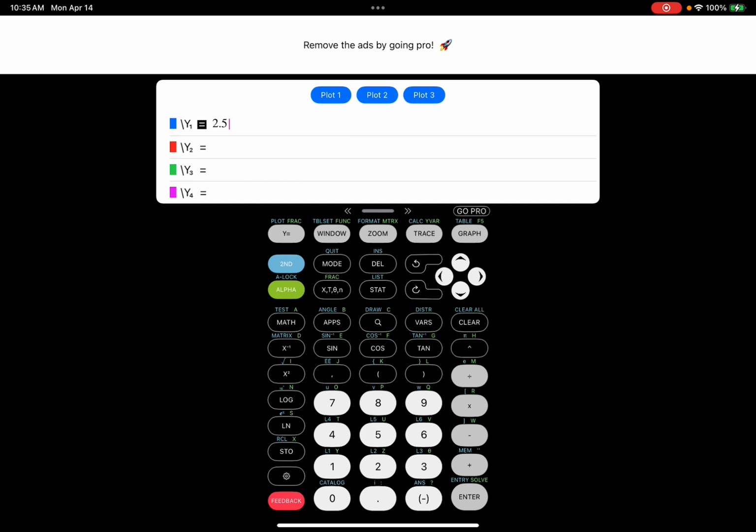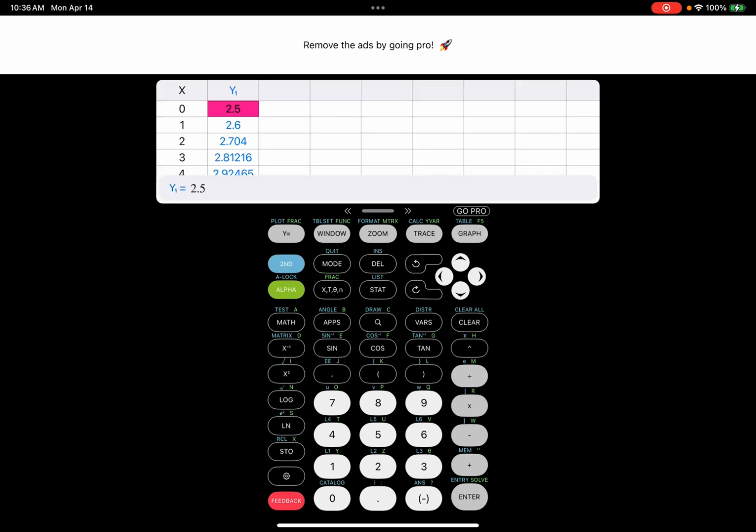2.5, 1.04 to the power of x. And then I'm going to hit second table. And you can see I'm going to have to scroll down all the way to 50. Okay, so I'm going to have to keep going down and down and down all the way to 50.